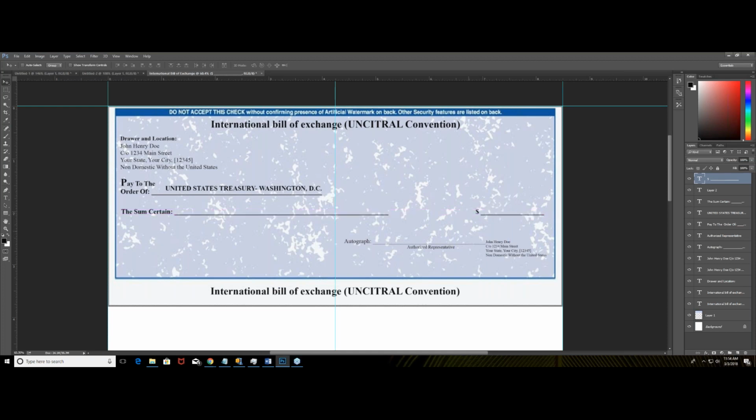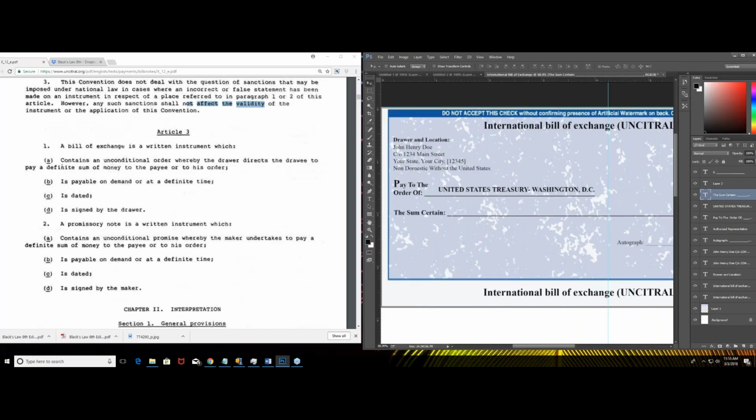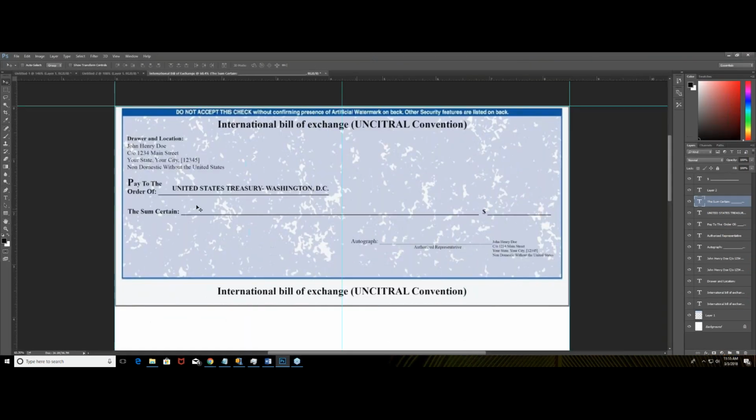All right, so we got paid to the order of, and let's extend this out. Actually, I didn't have to make those two lines separate, but that's okay. All right, so we have the sum certain. And, oh, let me go back. Let's read again what we're saying. A bill of exchange is a conditional instrument which, I'm sorry, is a written instrument which contains an unconditional order. All right, so we can put verbiage on it. So let's say there's a word that says unconditional. So let's add something on here.